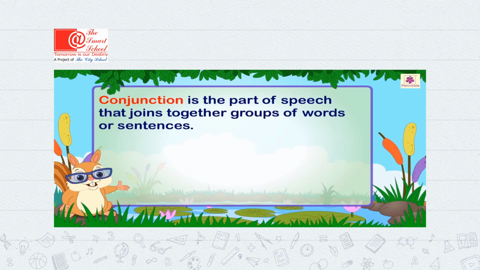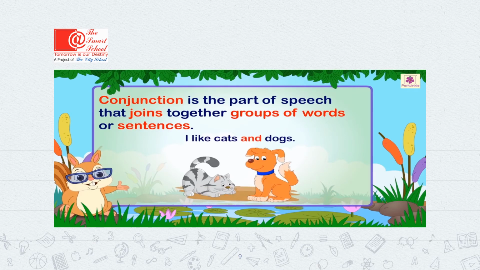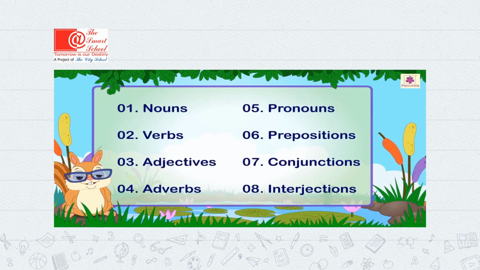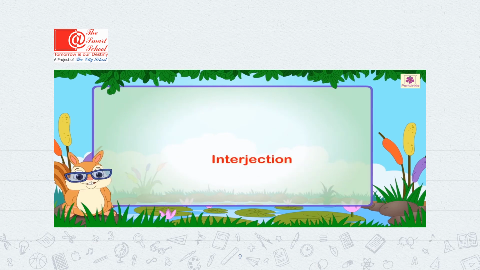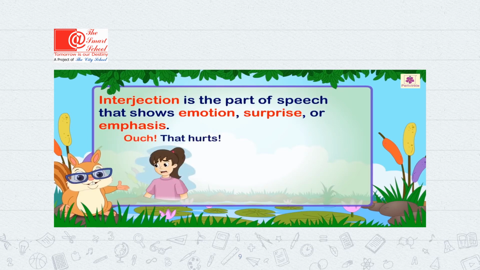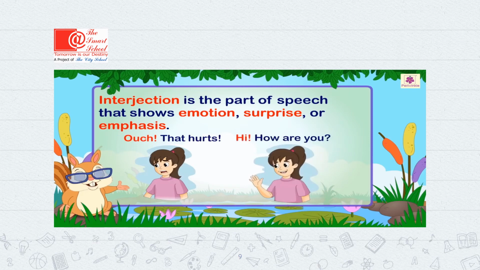Conjunction is the part of speech that joins together groups of words or sentences. For example, I like cats and dogs. The sky is cloudy, but it is not raining. Interjection is the part of speech that shows emotion, surprise, or emphasis. For example, ouch, that hurts. Hi, how are you?